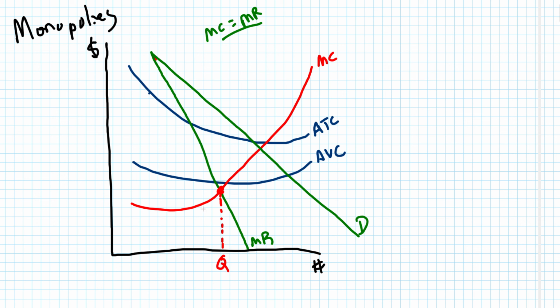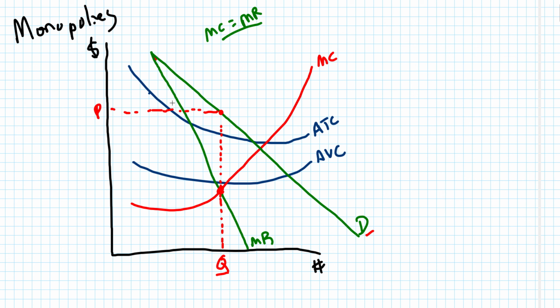And here's the thing. Because I'm a monopolist and I'm producing this many, I have to obey my demand. So there's this many people. If I follow this up, there are this many people willing to pay this price. So I follow this across. Here's my price. And done. That's it. That's all I got to do.